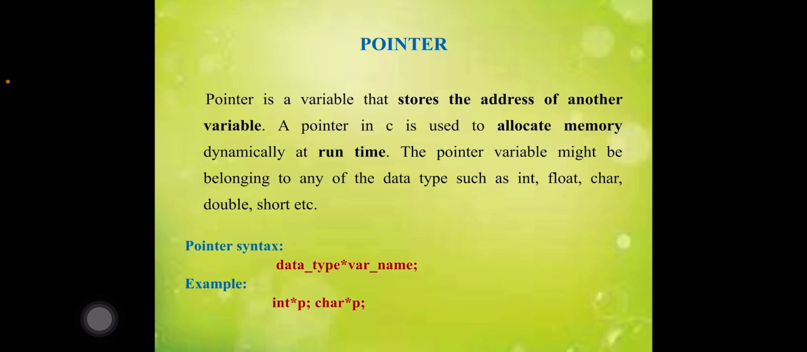And this is also used to allocate memory to variables at runtime. Pointer can belong to different data types such as int, float, char, double, short, etc. And the syntax to create a pointer variable is we need to mention the data type. For example, it can be int, float, char, and then asterisk operator and variable name. This is simple as we create a normal variable, but the difference is here we need to use the asterisk sign, that is star.